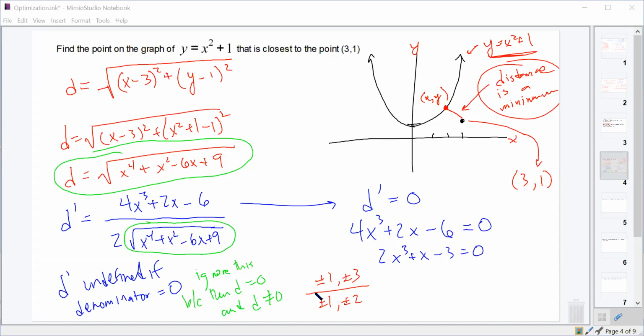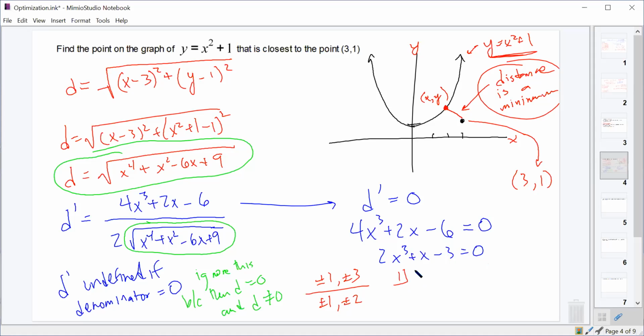Okay, sorry about that. So the values that we want to check are either 1 divided by 1, 3 divided by 1, 1 divided by 2, or 3 divided by 2. So which one seems like a good one? We could do plus or minus 1. Yeah, 1 seems like a good one, probably because we recognize that if we plug 1 into this, it does come out to be 0.